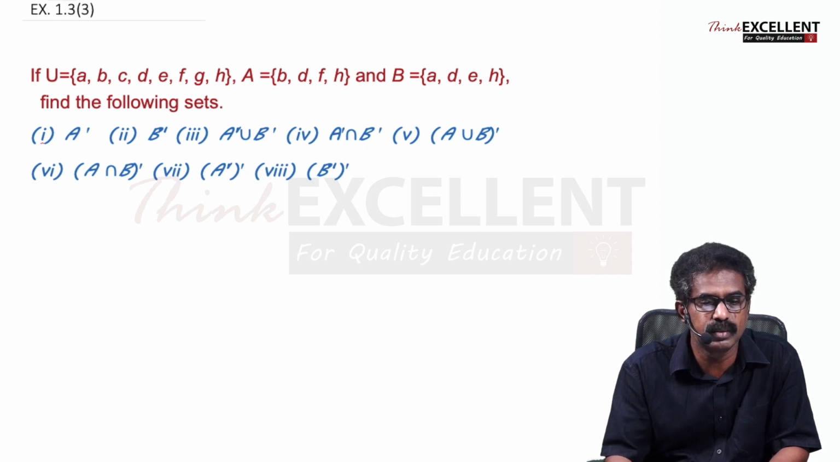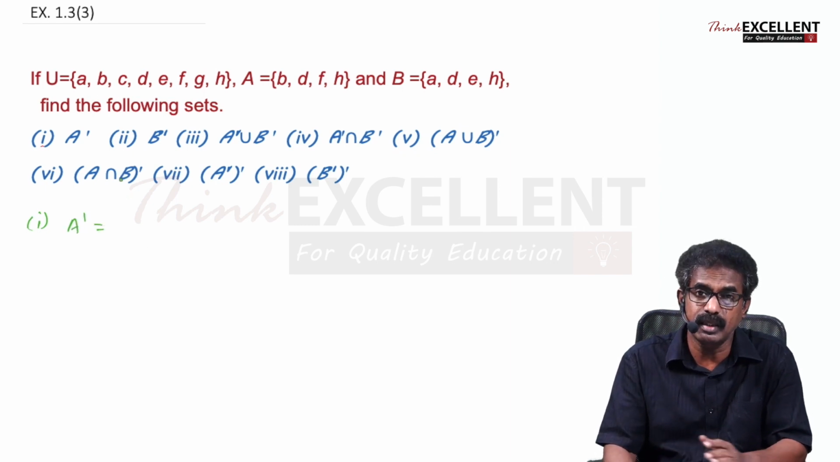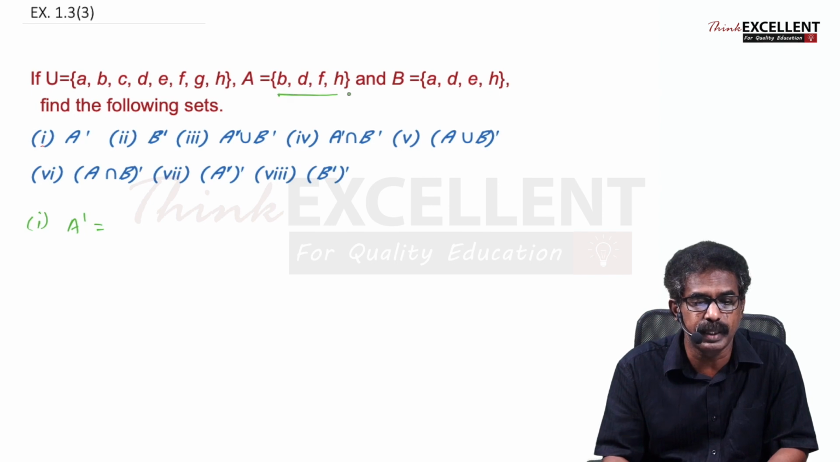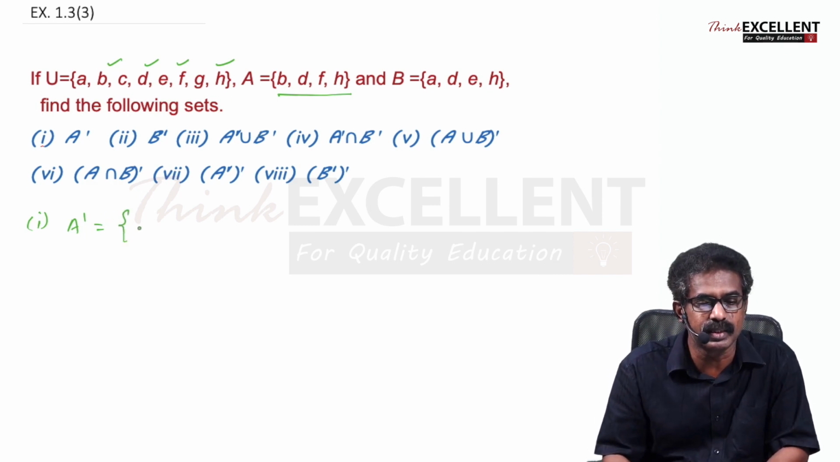First one is A dash. We want to find A dash. A dash means elements which are not in A, but in the universal set. What is A? B, D, F, H. Leave those 4. Write the remaining. So what are the remaining? A, C, E, G. So this is A dash.